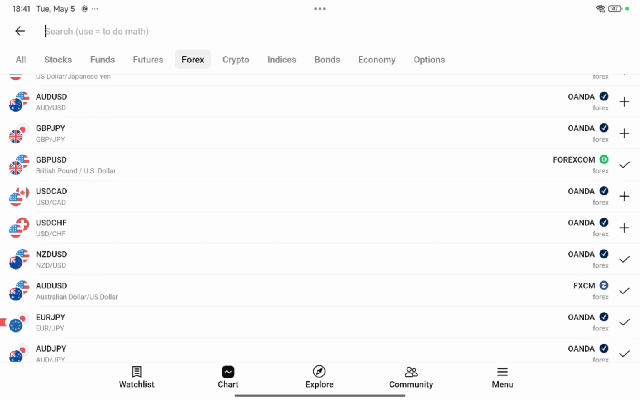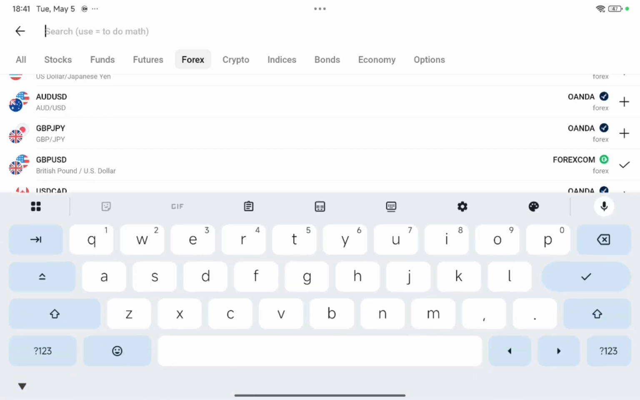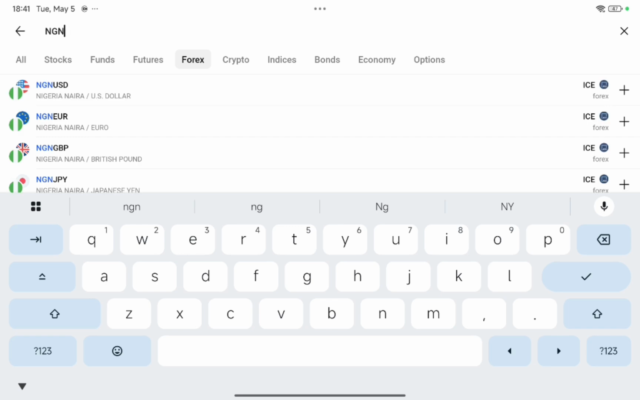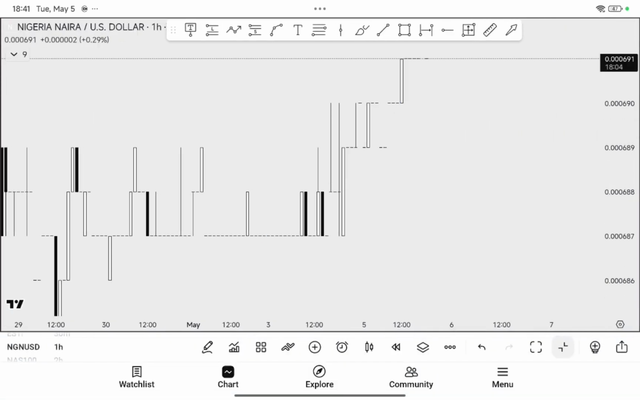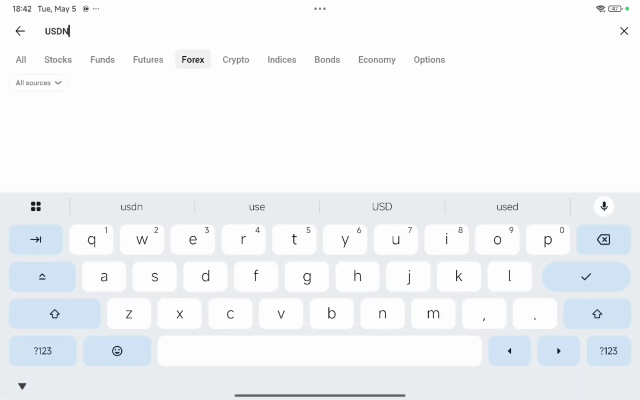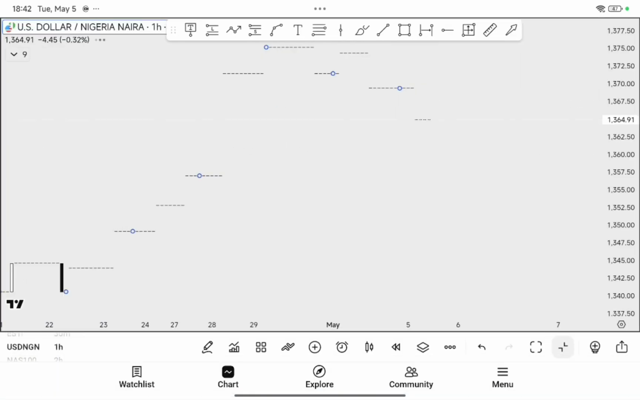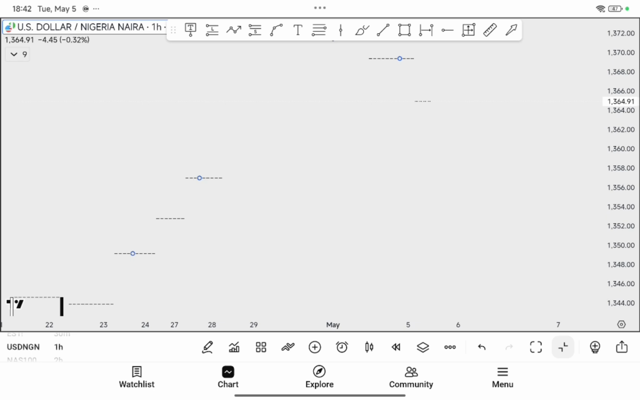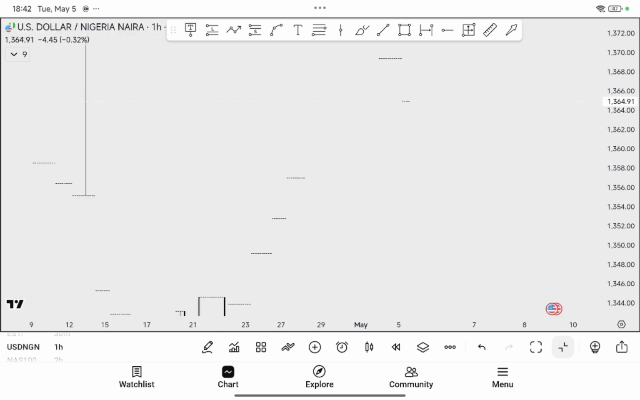So for example, if I want to check naira to dollar, look at it, Nigerian naira versus dollar, it is under forex. So this is what's going on in the market. If I tap it now, you see this is the price of naira to dollar. Let's go back there. USD NGN. This is the price of dollar to naira. Now look at it. Dollar to naira now is 1,364. That's the price.